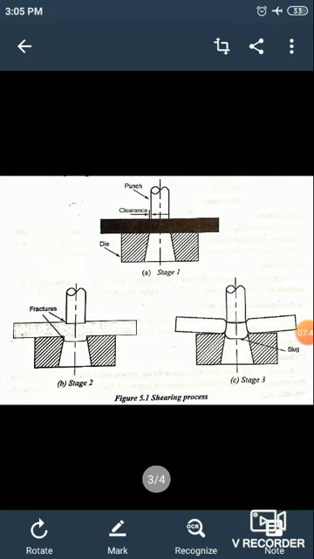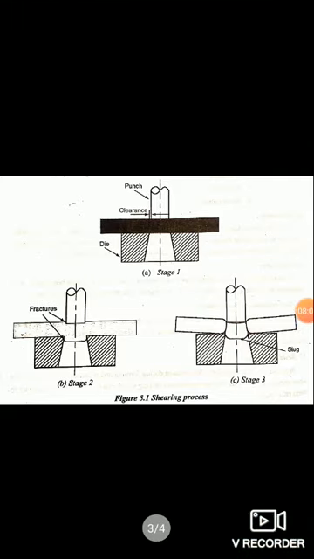Next, we will move on to stage 3. During further movement of the punch, the fracture of the material begins in the line of the cutting edge.